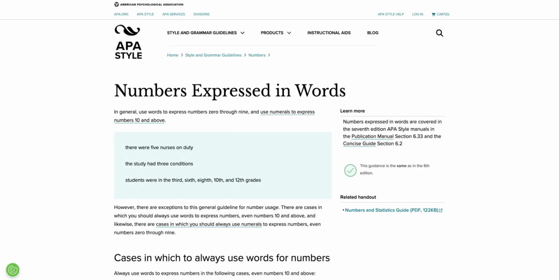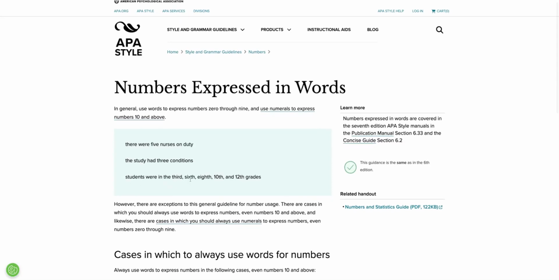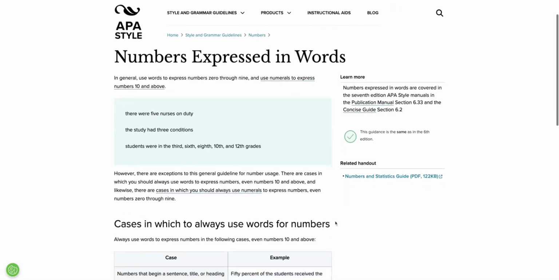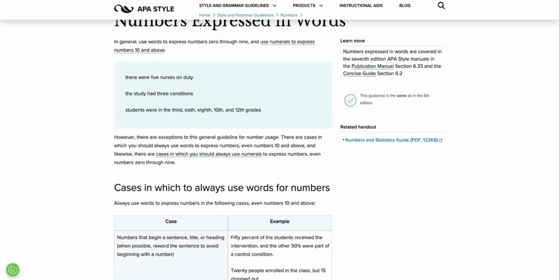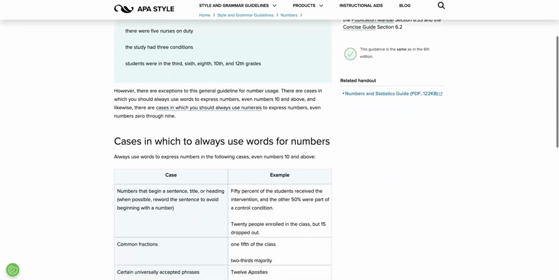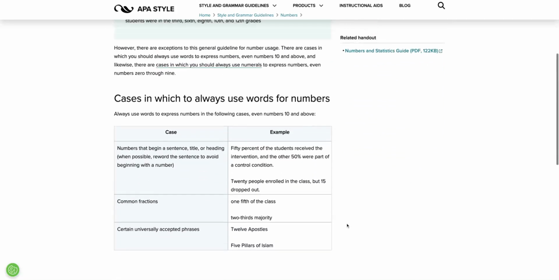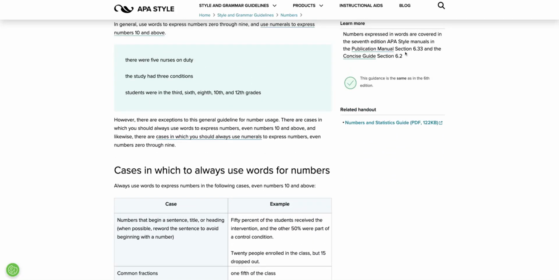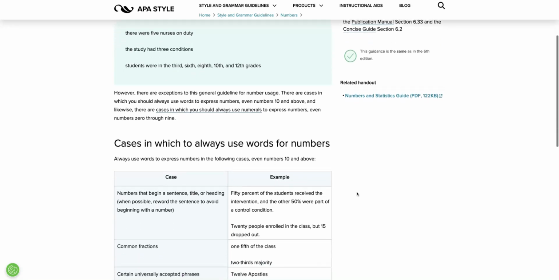And if you get to 10 and above or double digit numbers, then you should use the numerals. So even in this sentence where we use third, sixth, eighth, when we got here to double digit numbers, 10th and 12th, we changed from words to numerals. But as with any rule, there are exceptions, and we'll talk about those in just a few minutes. But just look down at your examples here. And again, this is covered in your APA manual in 6.33 and in your concise guide in 6.2.